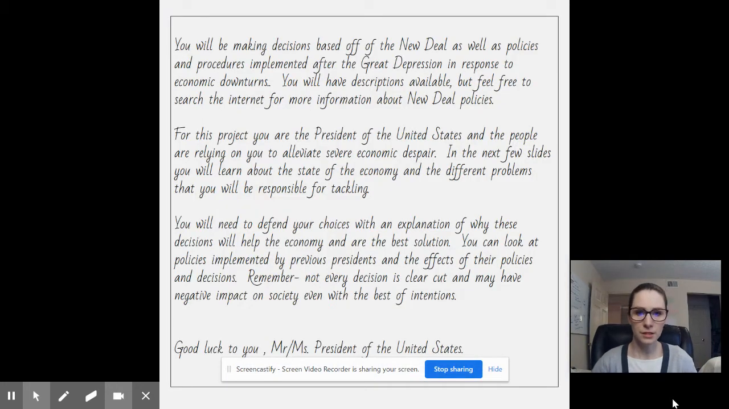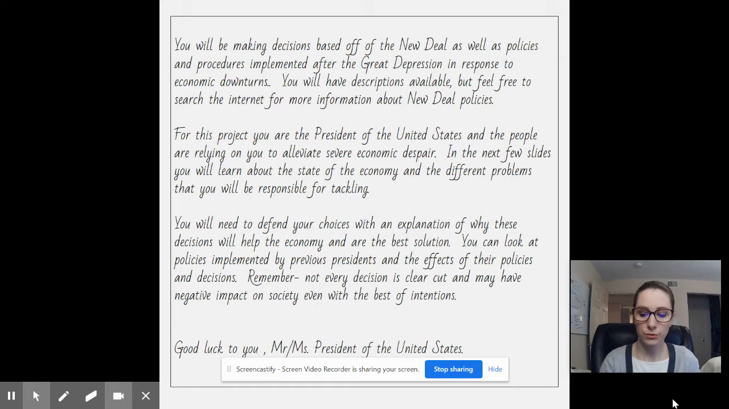And so you're going to read this letter, and this is talking to you about the different issues that the United States is experiencing. It's going to talk about your role in fixing these things, and you are going to be the acting president. So these are going to be your decisions that you're going to make to try to combat the economic decline, the issues with agriculture, unemployment, as well as housing.